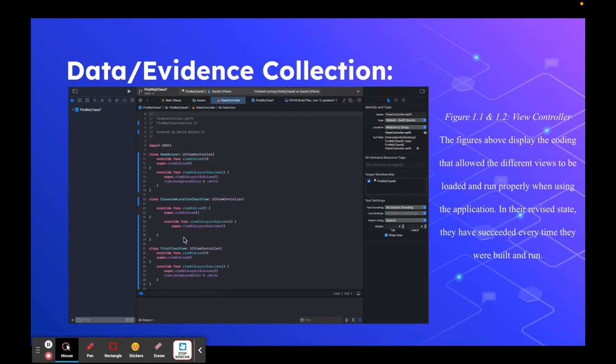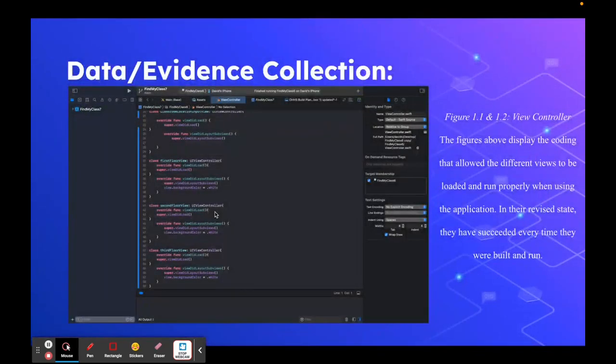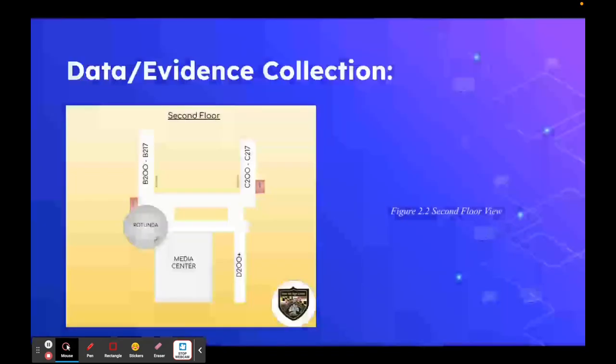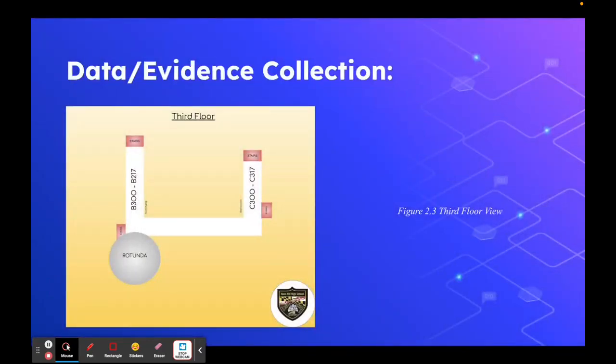Here are some of the views that I wrote the code to load in and to display background colors. So here you can see I installed the background color white, and these are just loading in the rest of the views. Here are more views that were loaded in the view controller. Here is the first map that I made in Google Drawings to mimic the map of the school building. Here's the second floor of the school building, and here's the third floor.